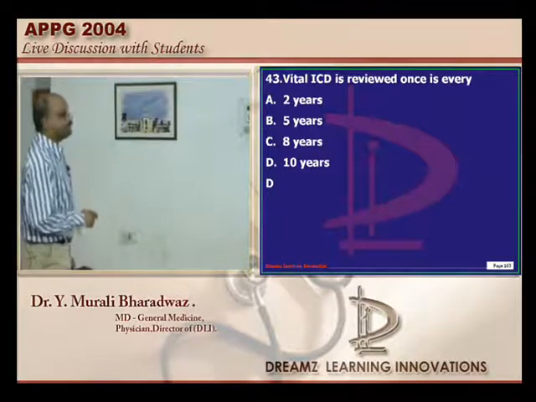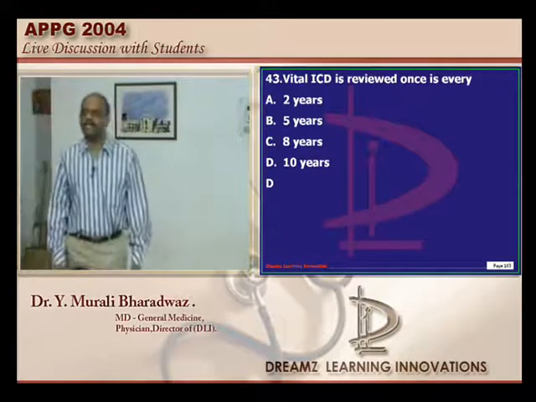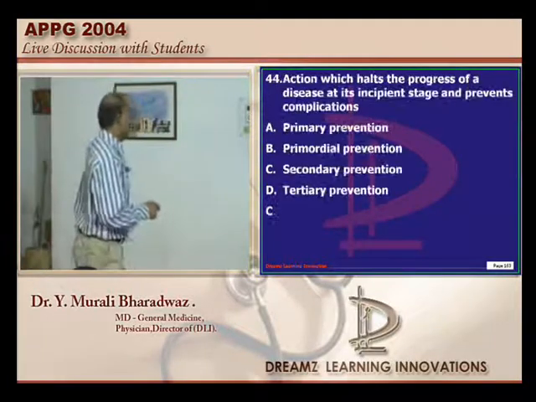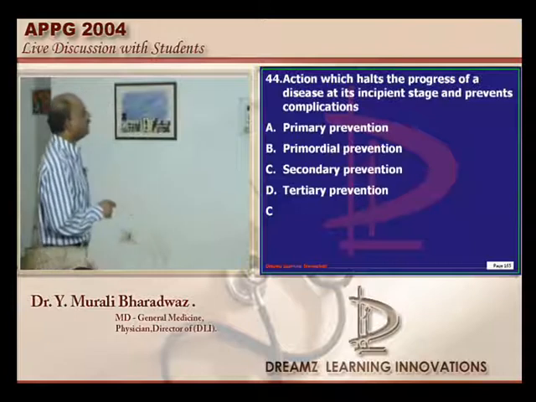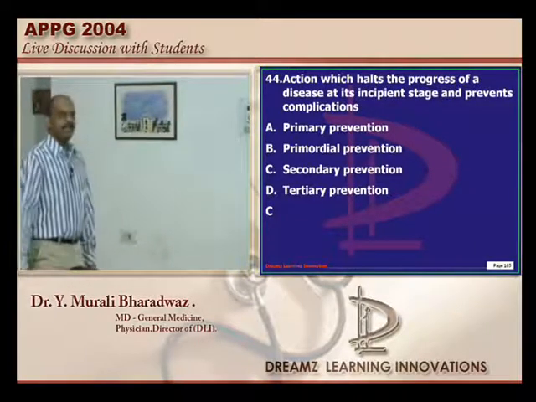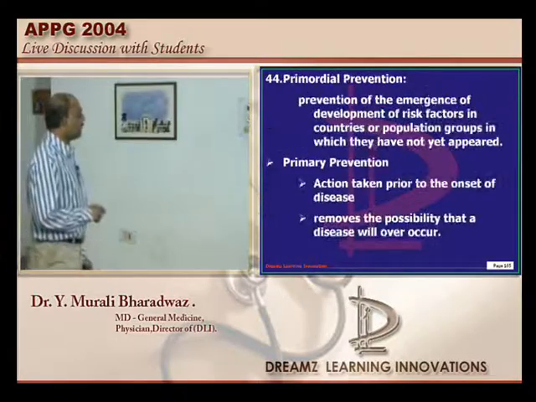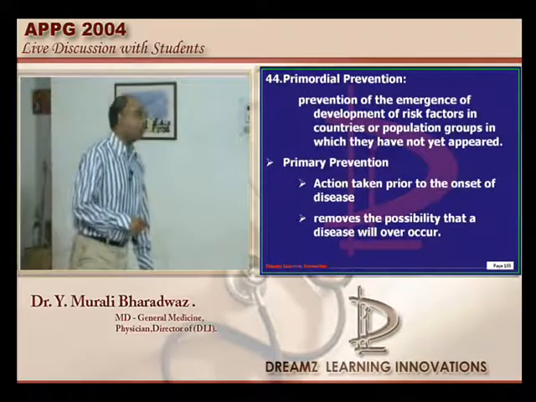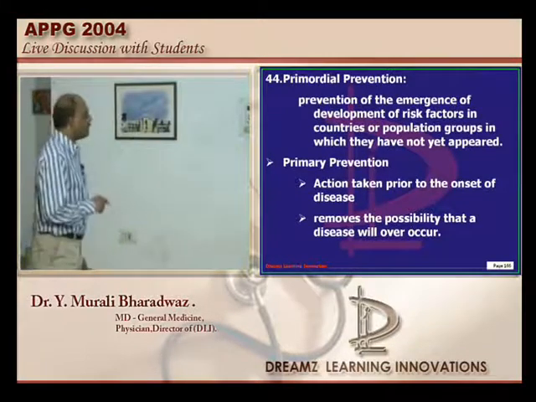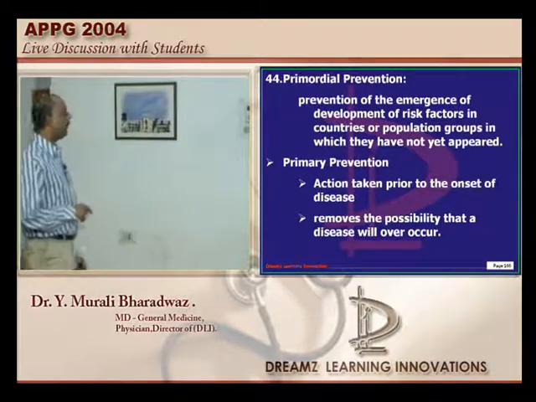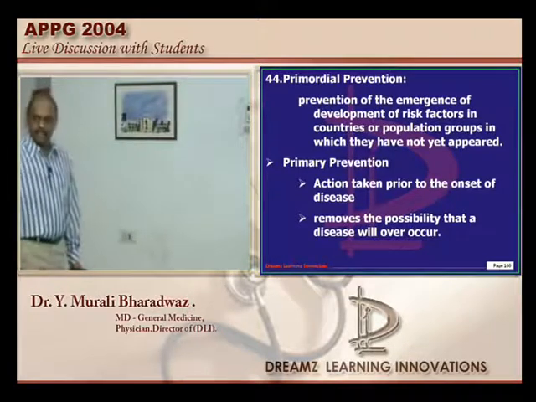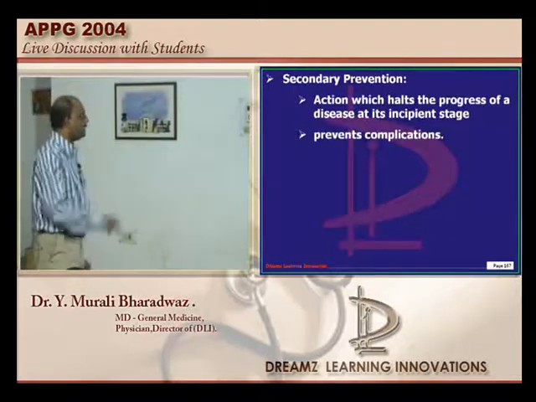The vital ICD is reviewed. The International Classification of Diseases is reviewed every 10 years, is what needs to be remembered, doctor. And the action which halts the progress of the disease in the incipient stage, what is it called? It is called secondary prevention. Primordial means what, doctor? Before the emergence of the risk factors, only to stop it. Before the onset of the disease, the action taken is called primary prevention. Early diagnosis and treatment and halting the progression in the incipient stage is called secondary prevention.